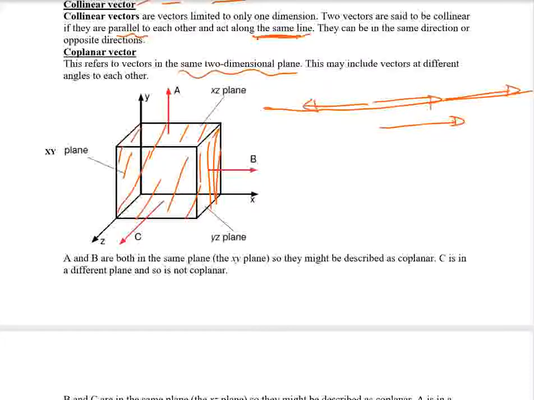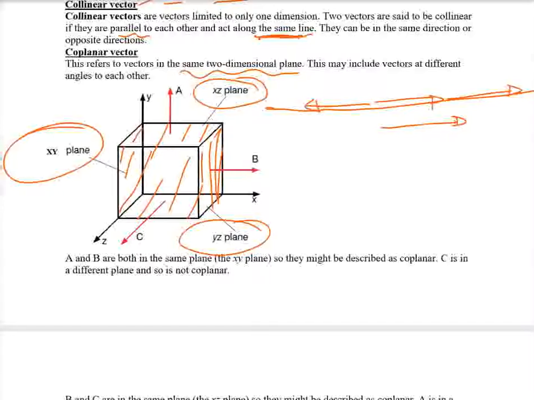If two vectors are lying in the xz plane, they are coplanar vectors. And if they are lying in the yz or xy plane, they are what? Coplanar vectors. Therefore, to be coplanar vectors, they must lie in the same or a similar plane.